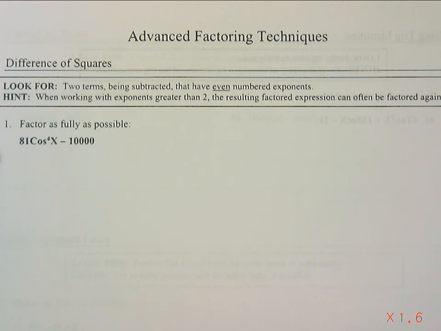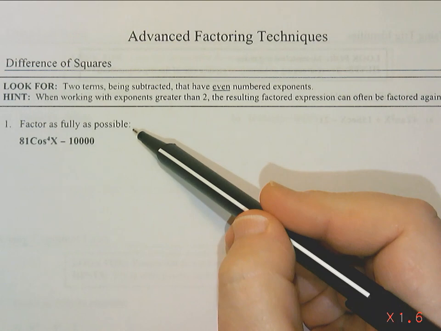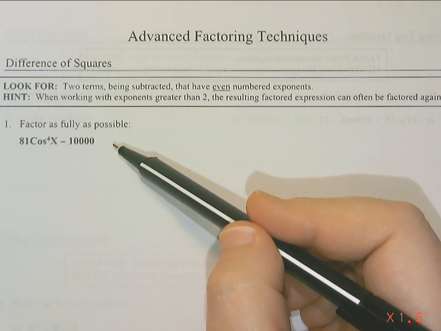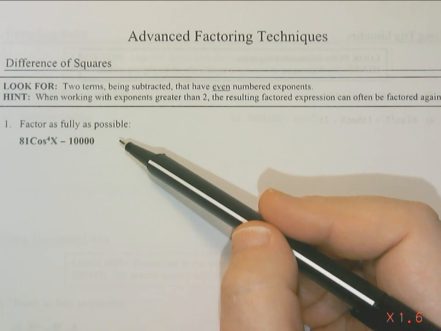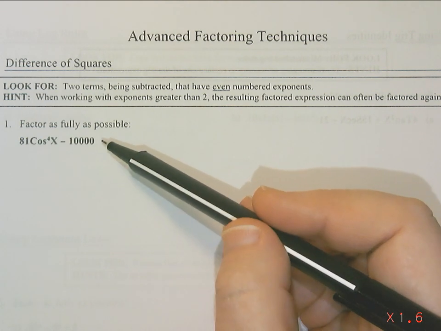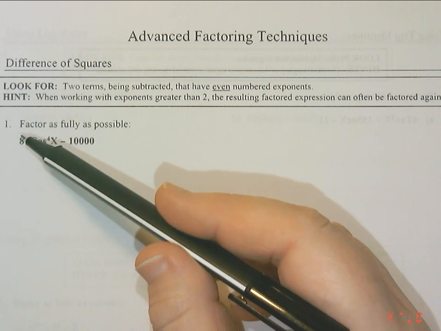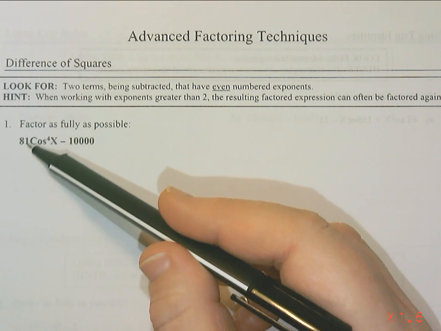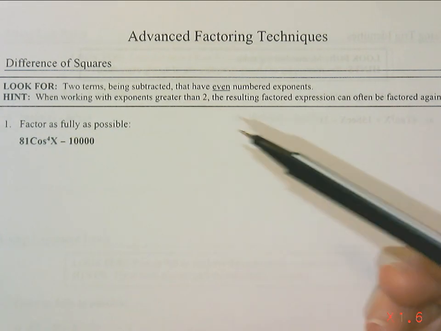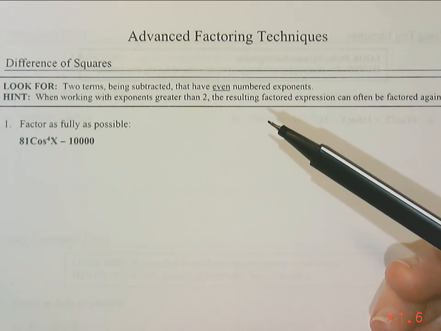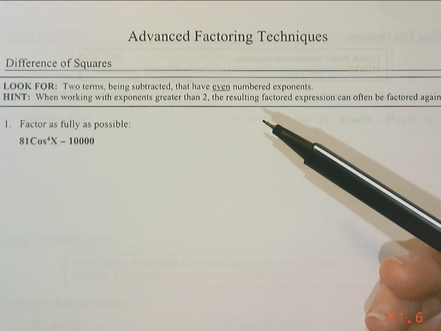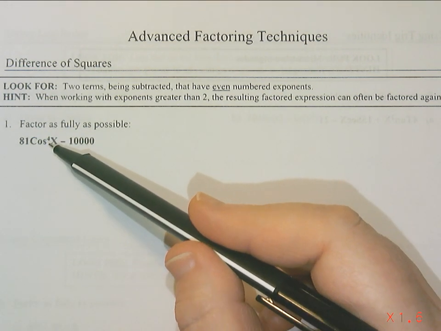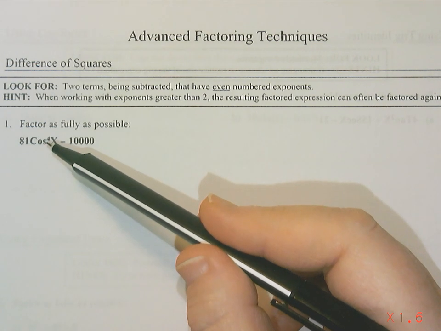It could be 2, 4, 6, 8, 10, as long as it's an exponent that divides by 2. So we're going to take a look at a question here. It says factor as fully as possible, and we have 81 cos to the power of 4x minus 10,000. I do notice it has 2 terms. If I look to see if they have a common factor, 81 and 10,000 do not have anything in common other than a 1. And my cosine to the power of 4x, they don't both have one of those. So I cannot take out a common factor. Is this a difference of squares? Well, it has 2 terms. They are being subtracted. The exponent on my cosine is an even number.